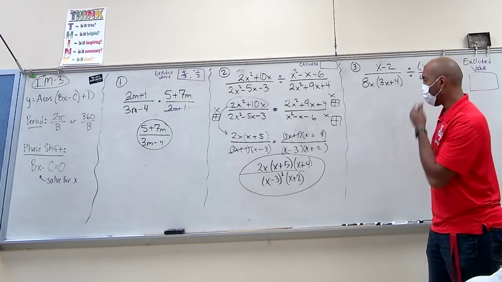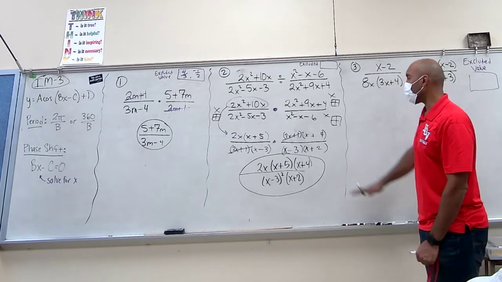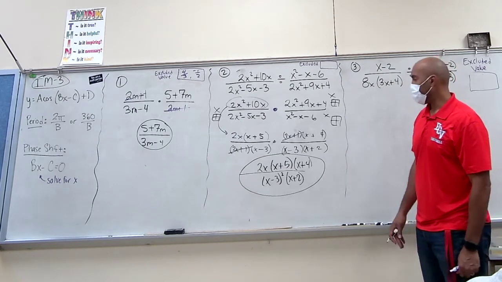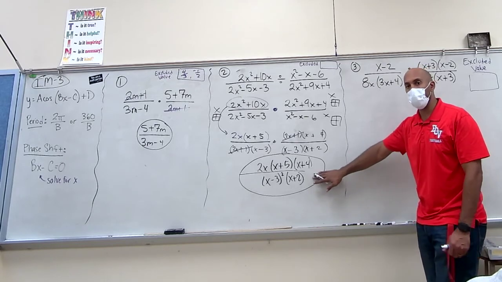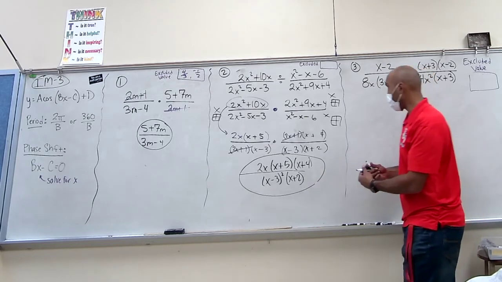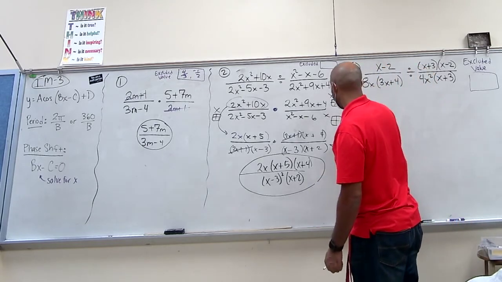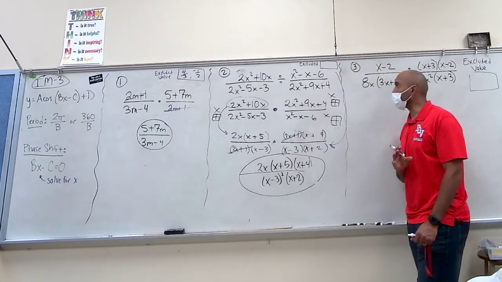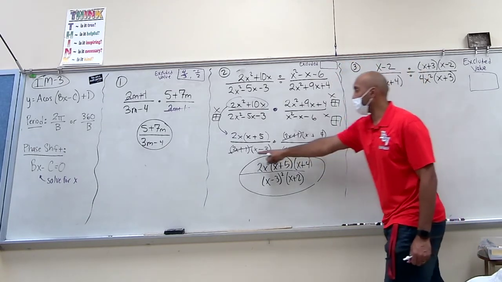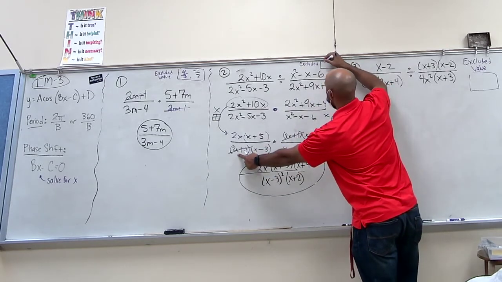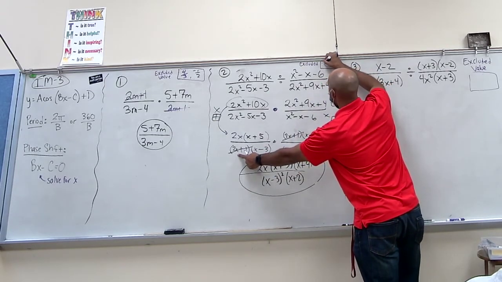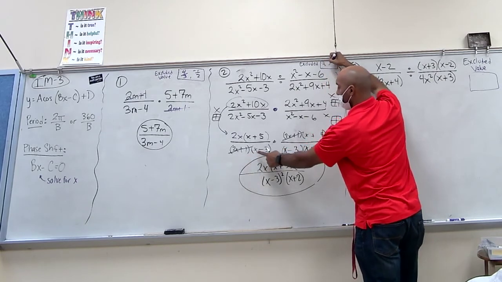Okay, now, excluded values. In this step right here, before I actually cancel, that's where my excluded values are going to come from. So when I first factor, on the bottom here, I had 2x plus 1. What's the excluded value from 2x plus 1? Negative 1 over 2. How about from x minus 3?